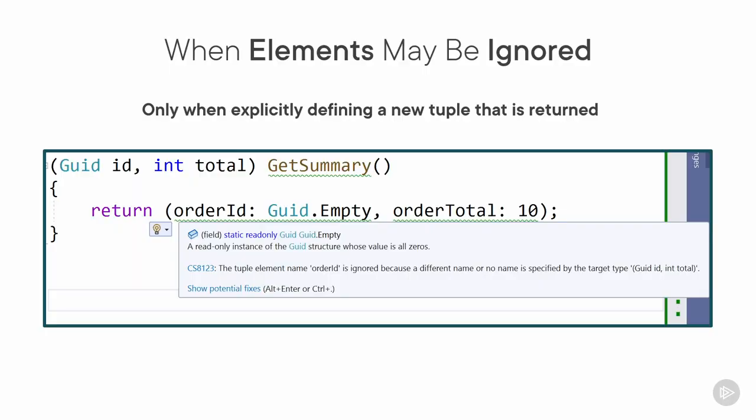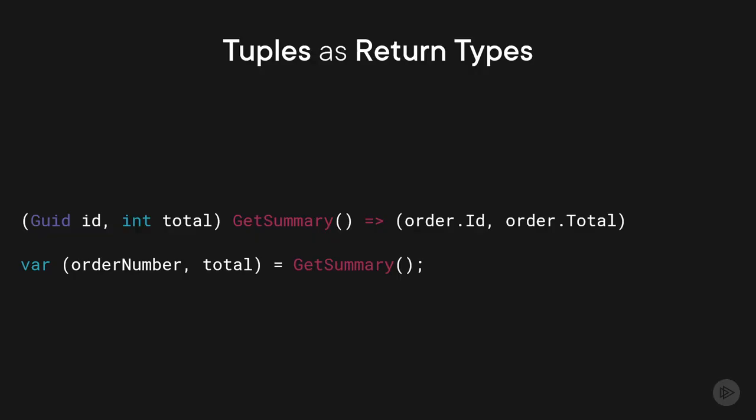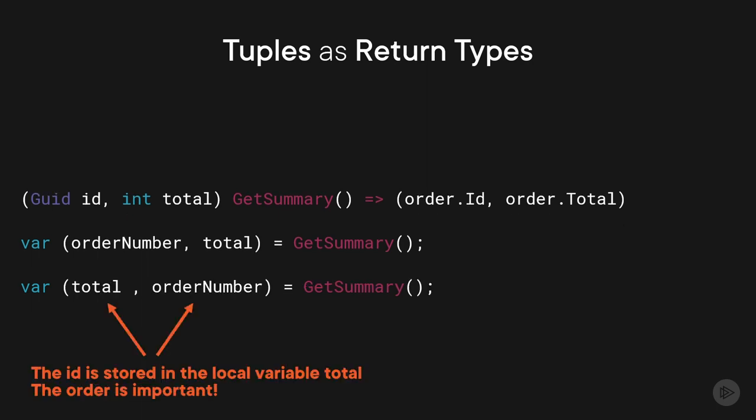If you do have a tuple return type, you should consider giving those elements names, as this will make it easier for whoever is calling this method to know exactly what each element in the tuple is. They can then use this to assign or deconstruct the tuple into variables. If you happen to swap the names when deconstructing the tuple, the value will end up in the variable at the specified position, but now it gets the wrong name.